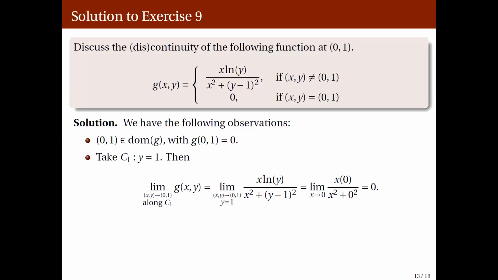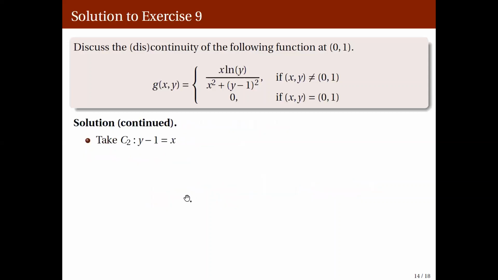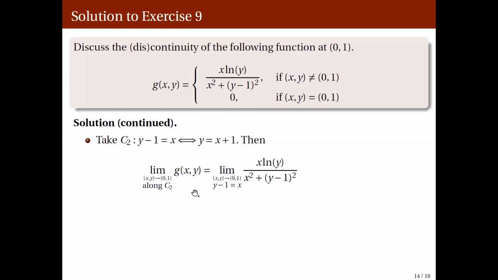Okay? But again, that does not mean that the limit is 0. It might be a different value for a different curve. For example, if we take C2 here, y minus 1 equals x. So this y minus 1 we replace with x, or equivalently, y equals x plus 1. If we do that replacement, again, you can verify that 0, 1 is in here. Then we have the limit along this C2 of this fraction.